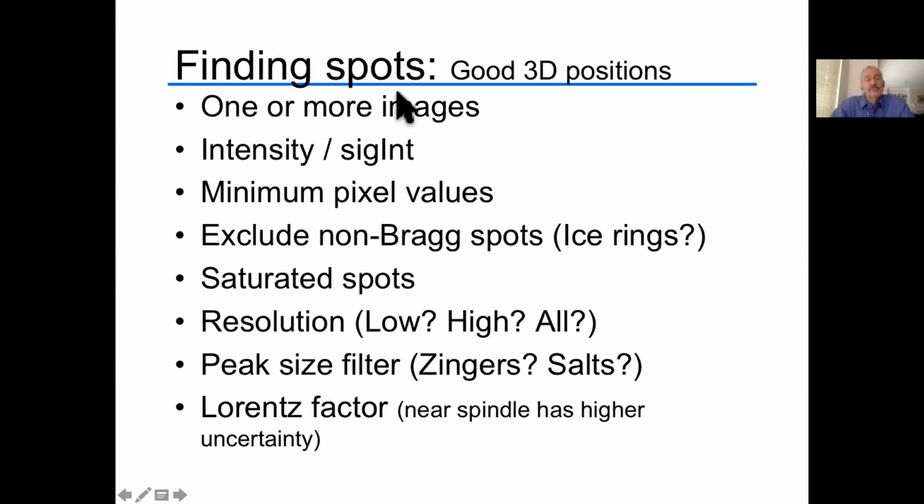All the programs find spots. There are many properties of finding spots. Do you use one image, multiple images? Do you cut off by I over sigma? Do you have a minimum pixel value? How do you exclude spots that are unlikely to be Bragg spots, like the spots in ice rings? You can just exclude those by the known resolution ranges of ice rings. Do you exclude saturated spots or keep them in?